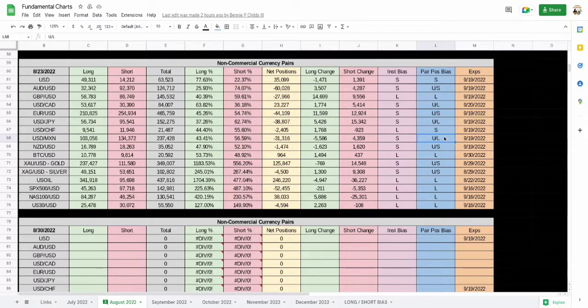Mexican peso, we have more long positions. NCD, we have more short positions. Bitcoin, we have more long positions. Gold, we have more short positions. Silver, we have more short positions. US oil, we have more long positions. The SPX 500, we have more long positions. The NAS 100, we have more long positions. And the US 30, we have more long positions.